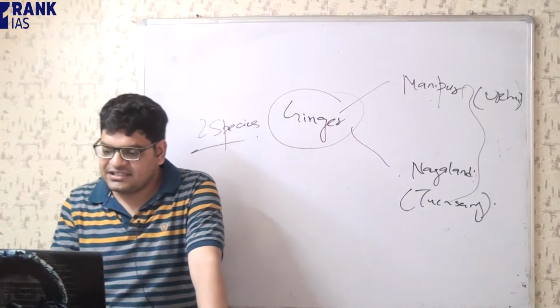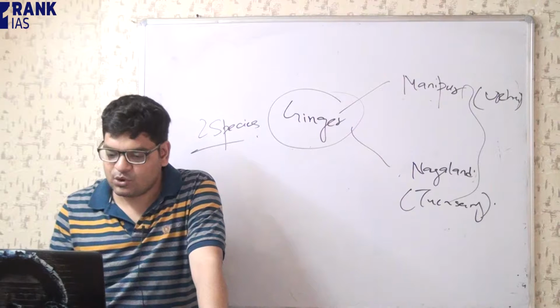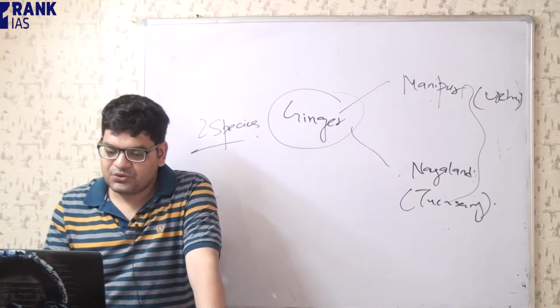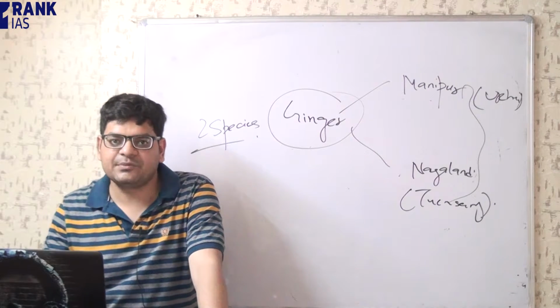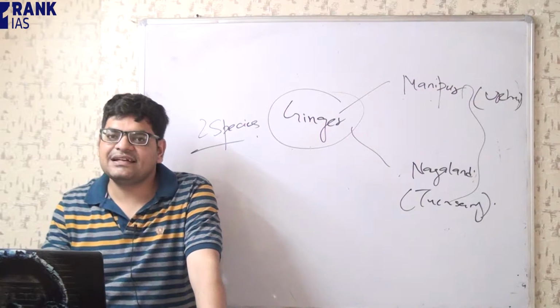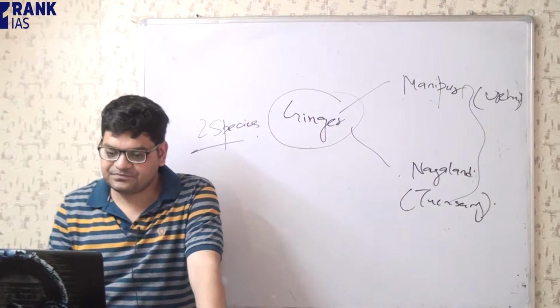The second ginger variety was found growing on rock surfaces, in the cracks in rocks, boulders and humus. So these are the two ginger species found in the northeastern states of Manipur and Nagaland, and one of them is an epiphyte which dwells in the Tuensang region of Nagaland.